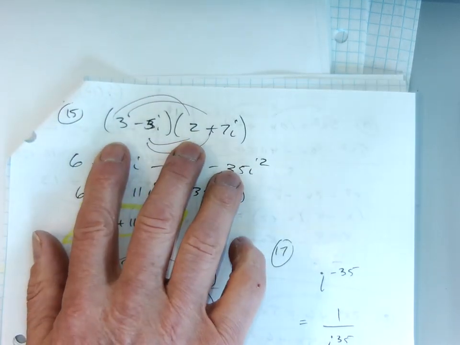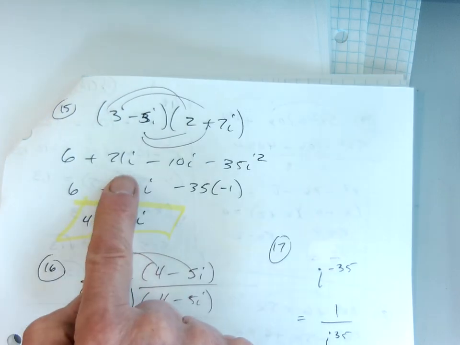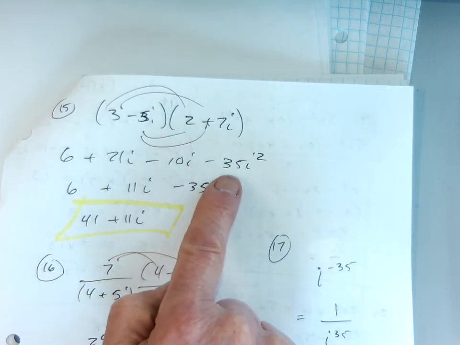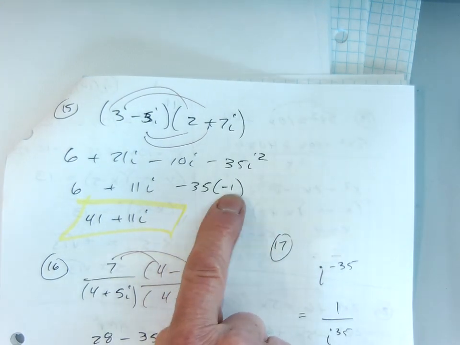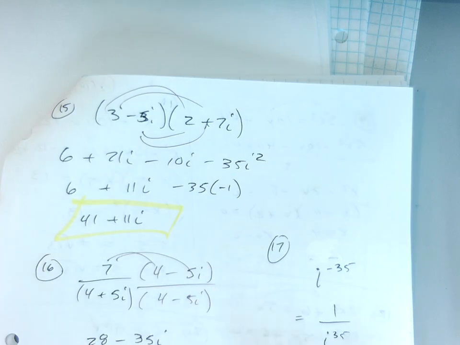It's all good. I foil, and I get a 6, 21i, minus 10i, minus 35i squared. I squared makes a negative 1. That makes a positive 35, which with the 6 makes 41 plus 11i, okay?